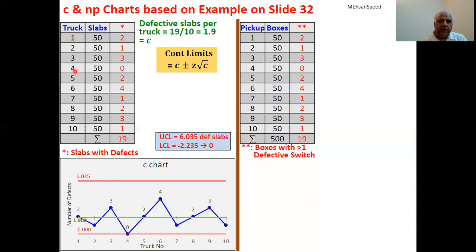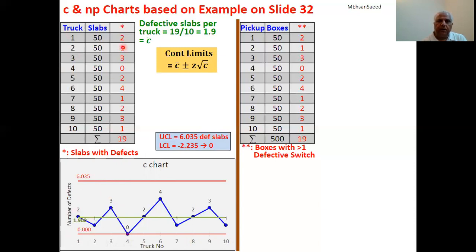We take the 10 trucks along the x-axis as we have done in the previous charts. This is the upper control limit. I haven't taken the whole number just to make the comparison simple. So 6.035 is the upper control limit, and 0 is the lower control limit.